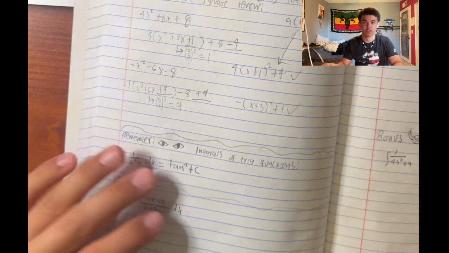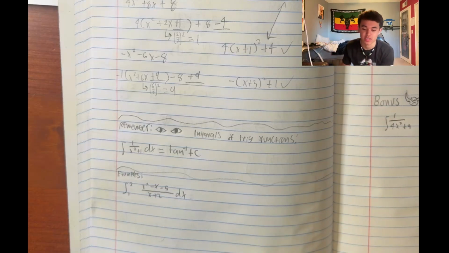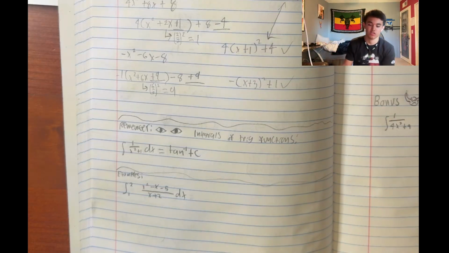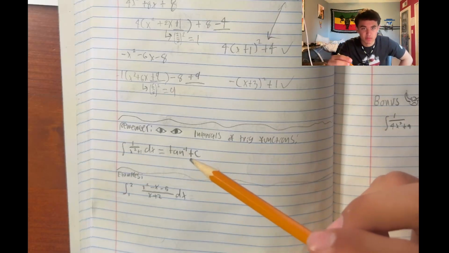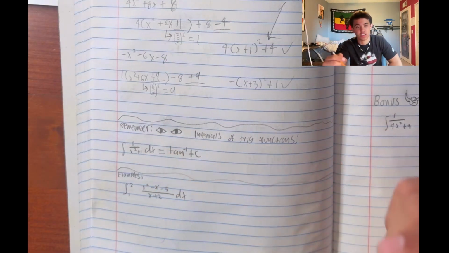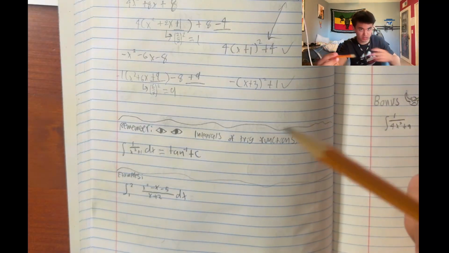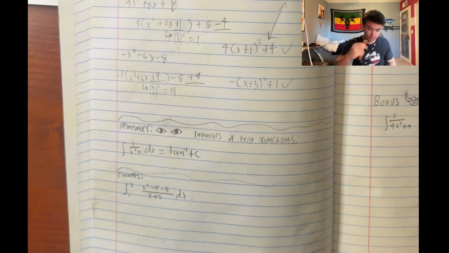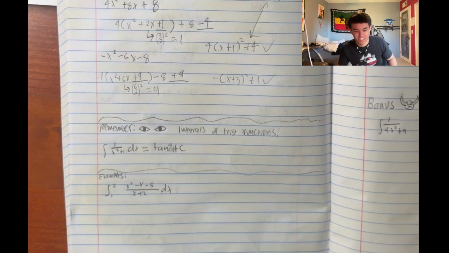Alright, but before we move on, you gotta remember some stuff. What you have to remember is the integrals of trig functions. So you gotta remember all of them for your tests and stuff. But for this example, we're just gonna have to remember that the integral of 1 over x squared plus 1 dx is equal to arctangent x plus c, right?